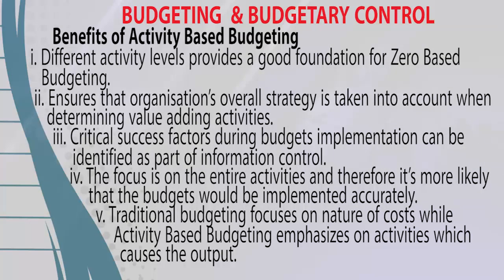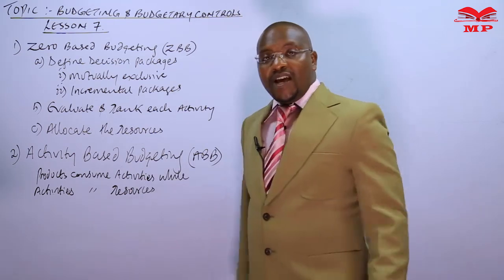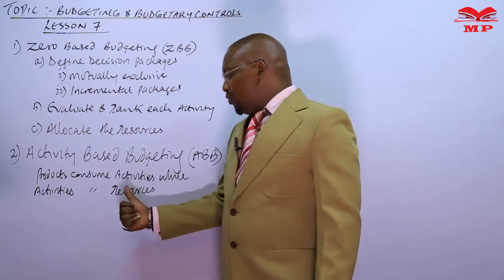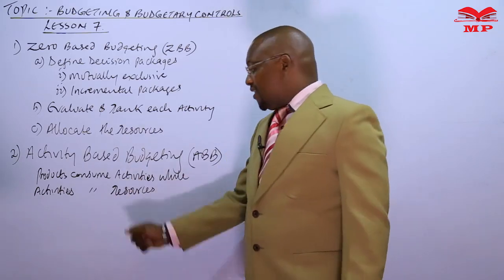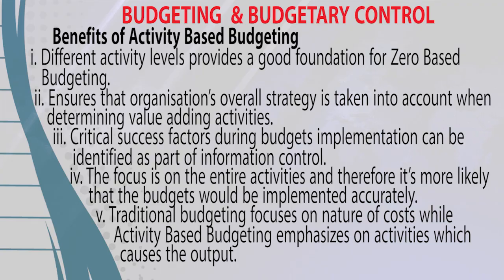And talking of focusing on activities, and therefore becoming more likely that the budget would be implemented, which is true, because if we have addressed the activities, which incur cost, by addressing activities we have addressed the cost, and by addressing the cost, that means we can be able to support the production. So therefore we can be able to implement this budget very well, because we have already addressed the activities and the resources.